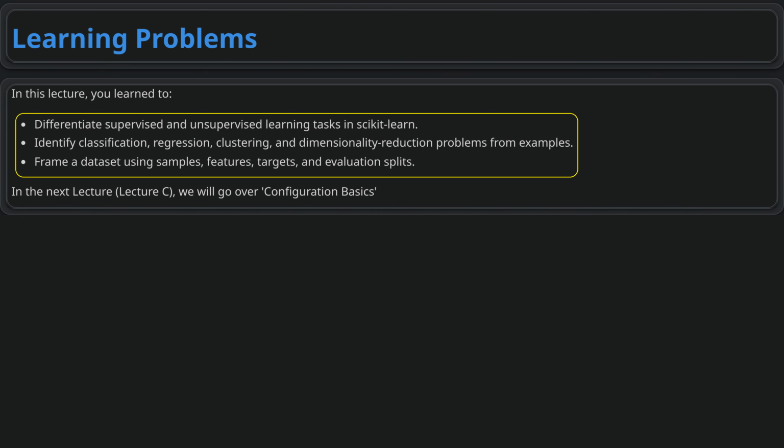In this lecture, you learn to differentiate supervised and unsupervised learning tasks in Scikit-Learn. Identify classification, regression, clustering, and dimensionality reduction problems from examples. And frame a dataset using samples, features, targets, and evaluation splits. In the next lecture, Lecture C, we will go over configuration basics.